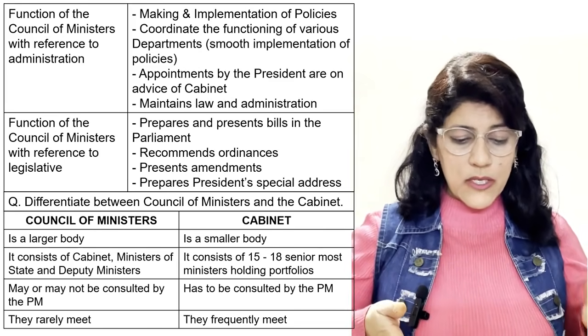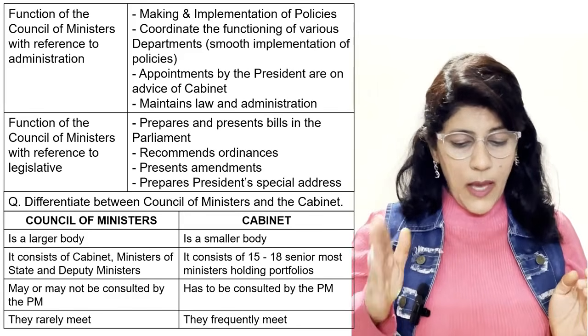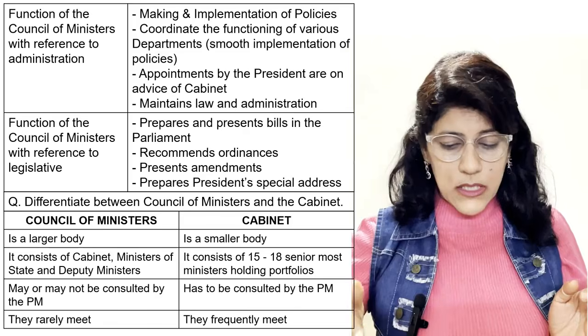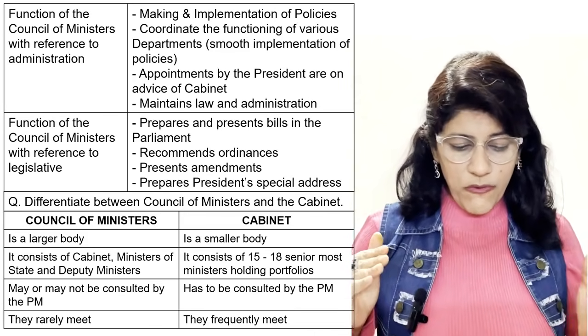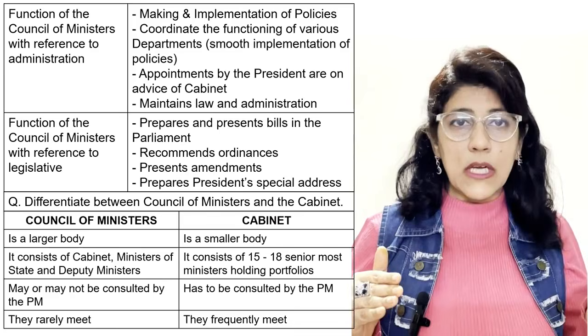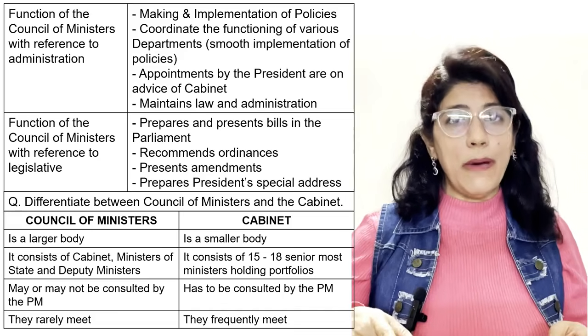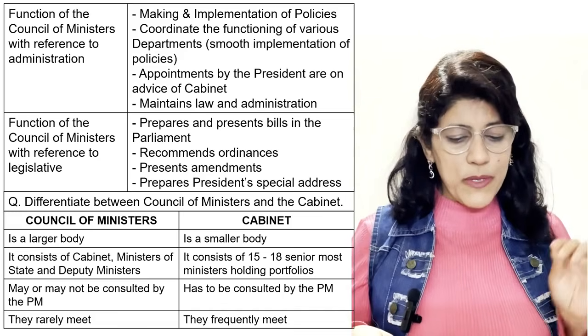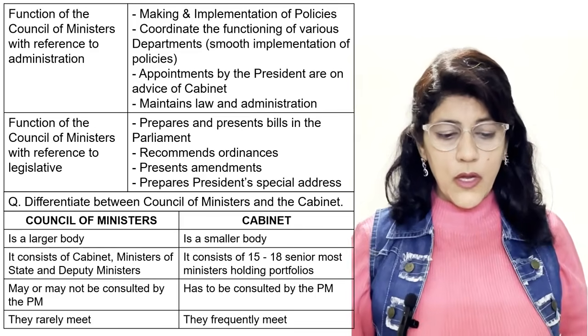Council of Ministers consists of Cabinet Ministers, Ministers of State and Deputy Ministers. Cabinet consists of 15 to 18 senior most ministers holding portfolios. Council of Ministers may or may not be consulted by the Prime Minister. Cabinet Minister has to be consulted by the Prime Minister. And Council of Ministers rarely meet, but Cabinet frequently meet.